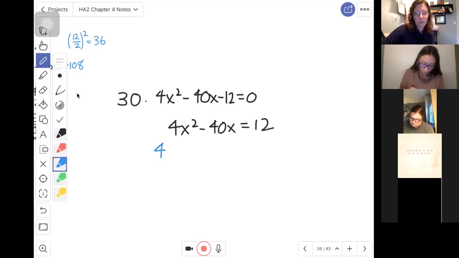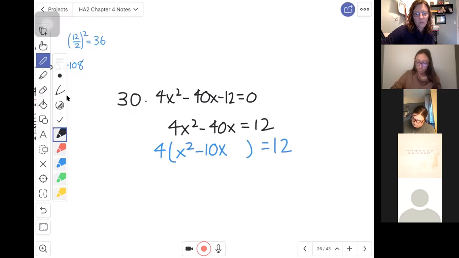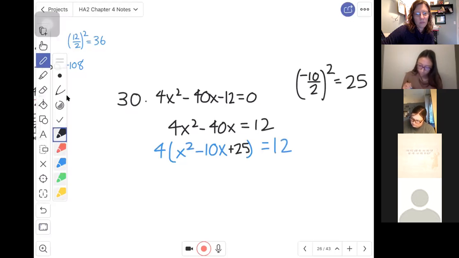Next, we're going to pull that 4 out. So then we get x squared minus 10x equaling 12. Ava R., what are we going to do next? Next, you do negative 10 divided by 2 squared, which will give you 25. So you plug that into the parentheses, but then to put it on the other side, you have to do 25 times 4. Yeah, awesome.